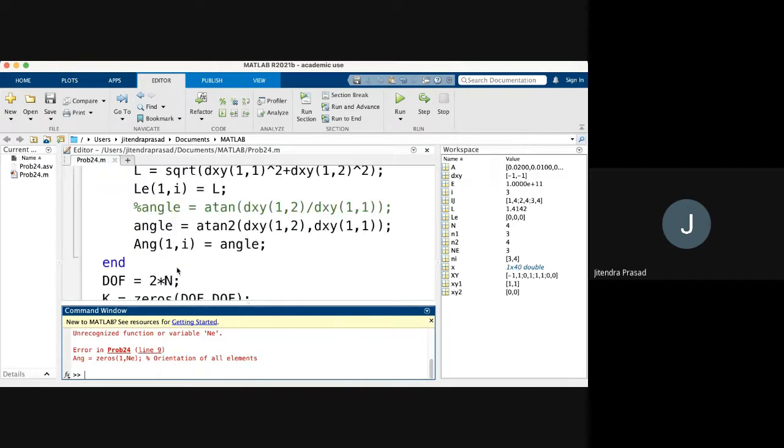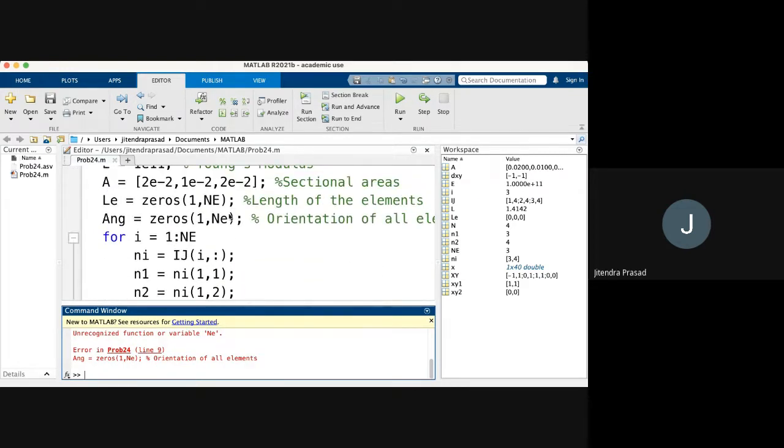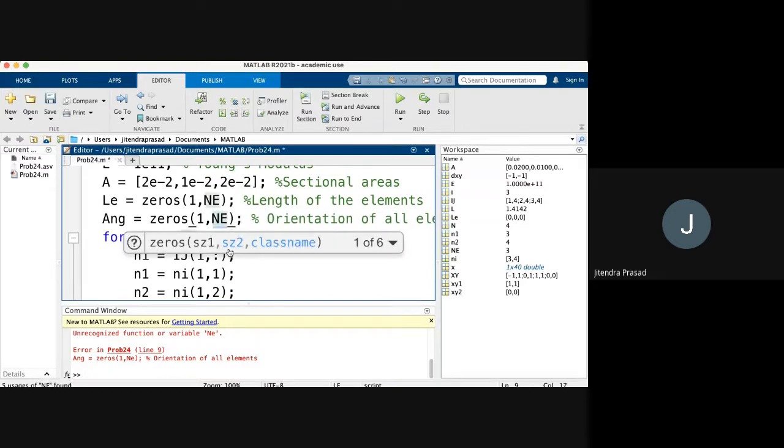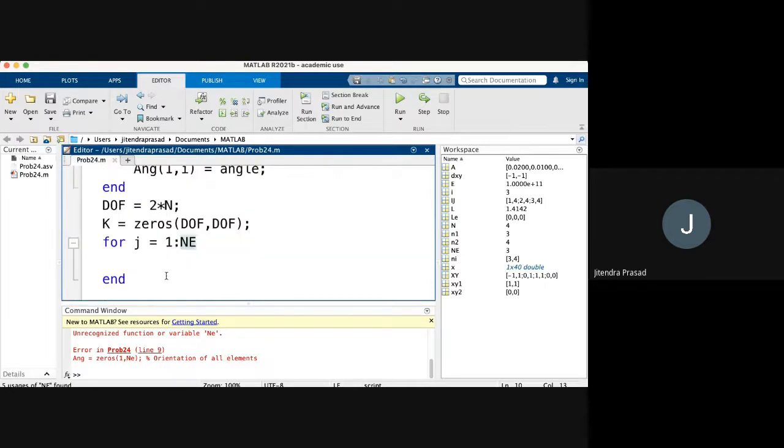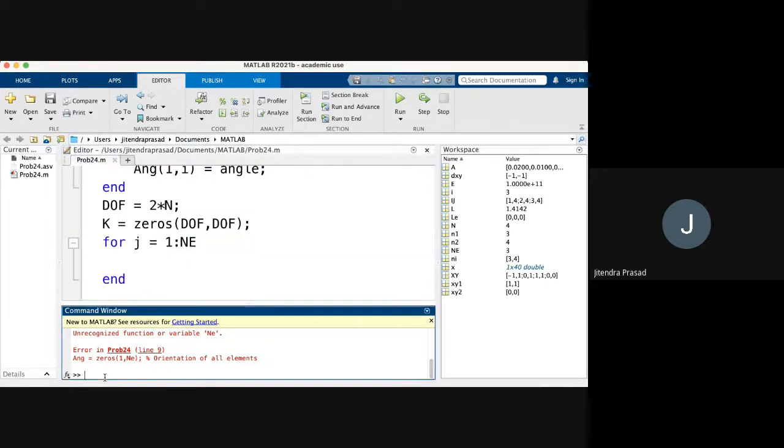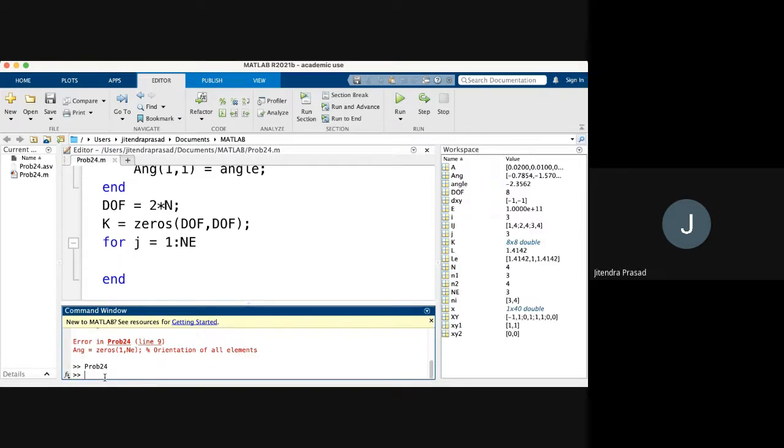Okay, somewhere NE is written over here. So it gave me an error because this is case sensitive. Yeah, so it has worked. Now you can see the angle. We can find out the ang value, and what you get here is it showed you the value, giving you a minus. So that is fine.